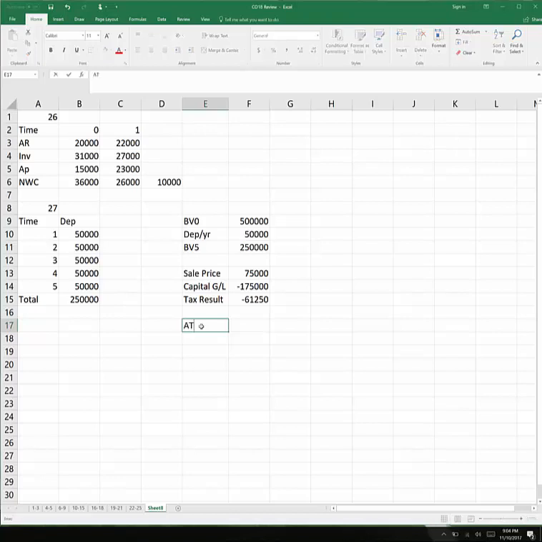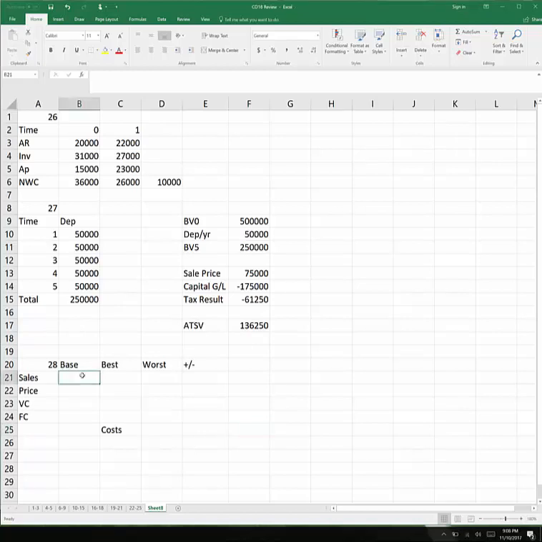The equation for this can be confusing, so I like more just thinking through this. The after-tax salvage value is going to be the sale price. In this case, we have a tax savings, so plus $61,250. So it's going to be $136,250. If that were a capital gain, then we would have to pay $61,250 in taxes.